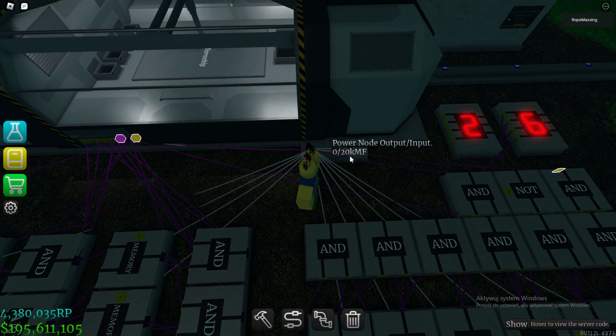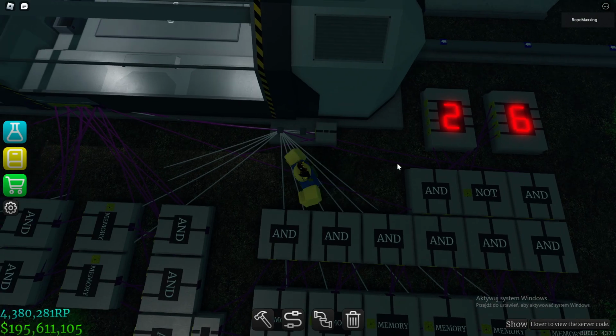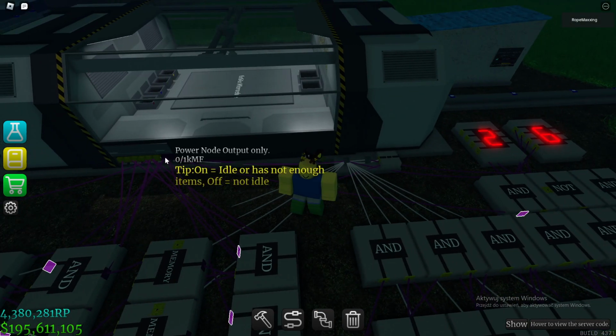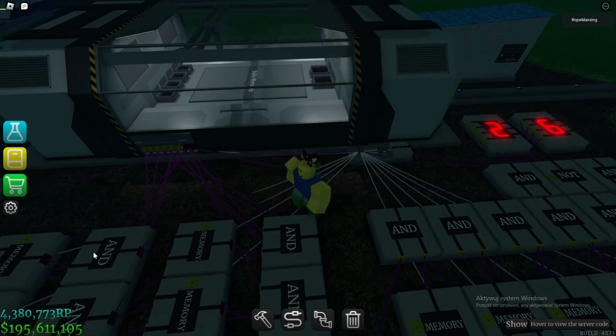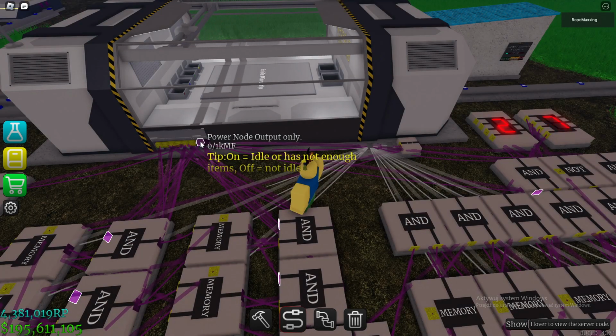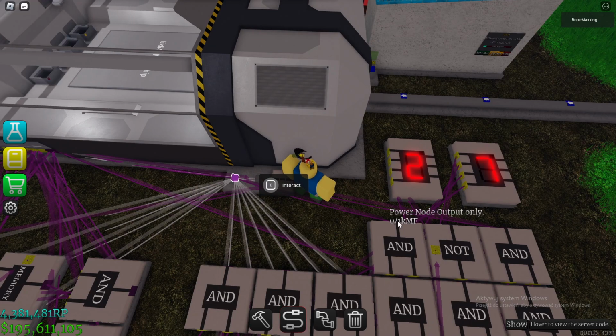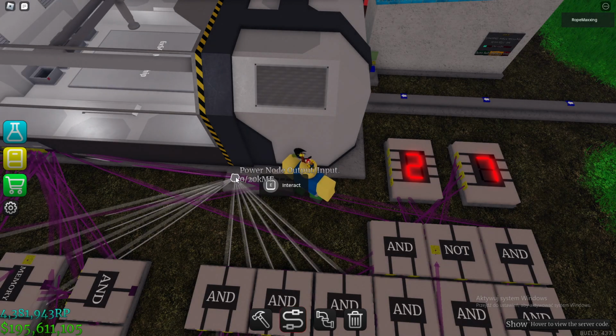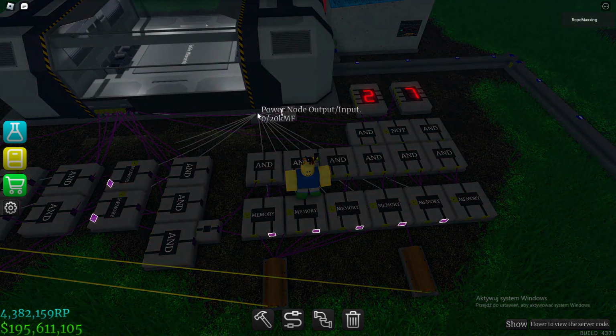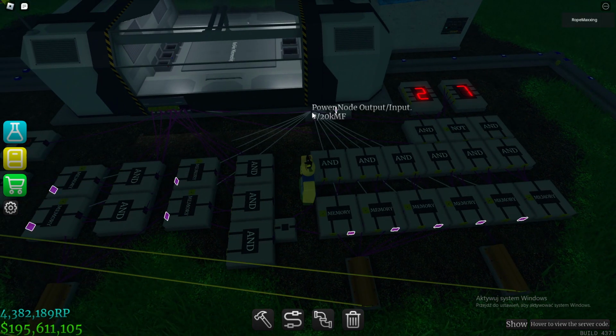No, that's about it. After that, connect this output, the tip on equals idle, the one that you connected all of the 4 AND gates here. Connect this power output into the left input of this AND gate, and then connect this AND gate output into this NOT, which is the reset NOT, that's going to reset all of the memories of the logic memory. Just basically connect this logic NOT into every memory reset.